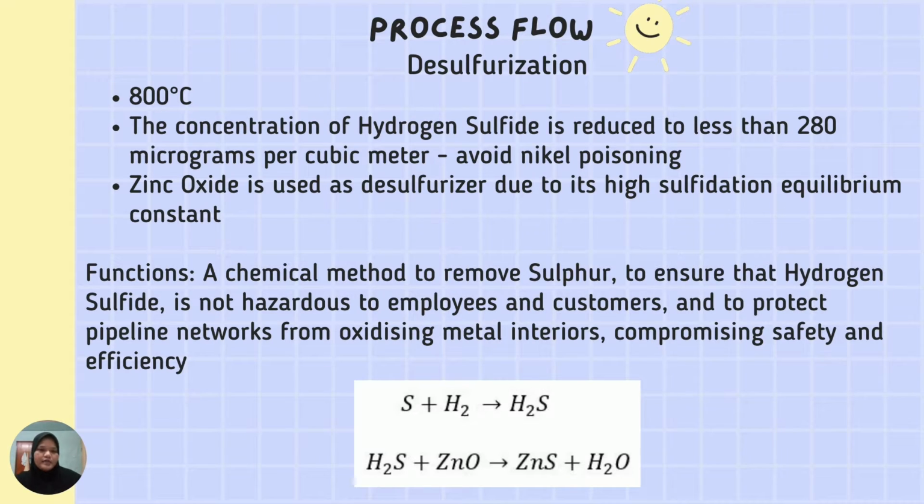The function of this unit operation is a chemical process to remove sulfur. It is to ensure that hydrogen sulfide is not hazardous to employees and customers. It is also to protect pipeline networks from oxidizing metal interiors, compromising safety and efficiency. And this is the equation for these chemical reactions.